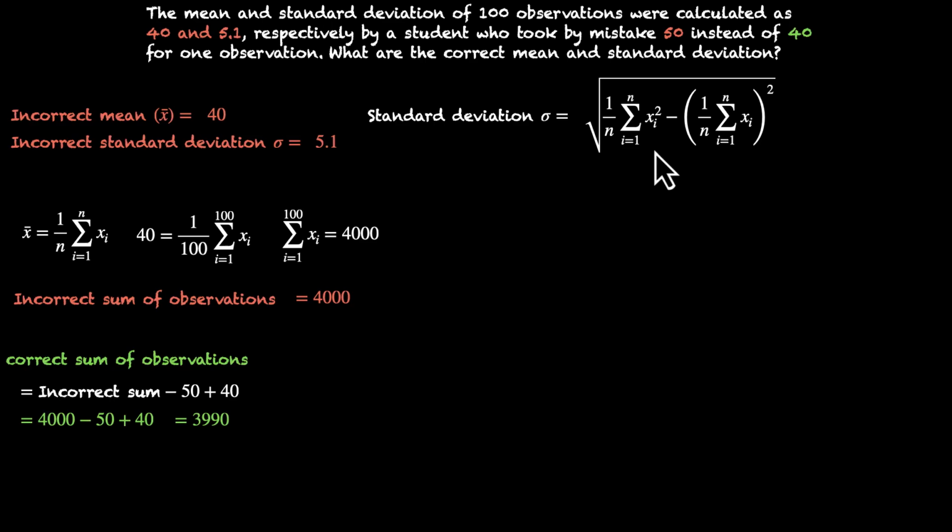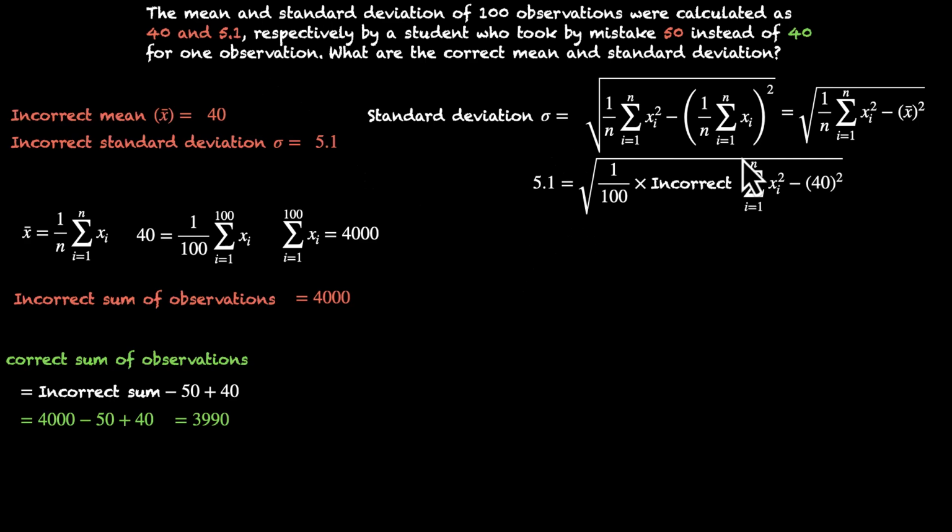Let's rewrite this. 1 by n summation xi, that's actually our mean. So root of 1 by n summation xi square minus mean square is our standard deviation. This is 5.1. That's equal to root of 1 by n times incorrect sum of xi squared. This part is incorrect, minus the incorrect mean. That's our 40. So 40 square. So from this equation, we can get the incorrect sum of squares of all the numbers. So let's figure that out.